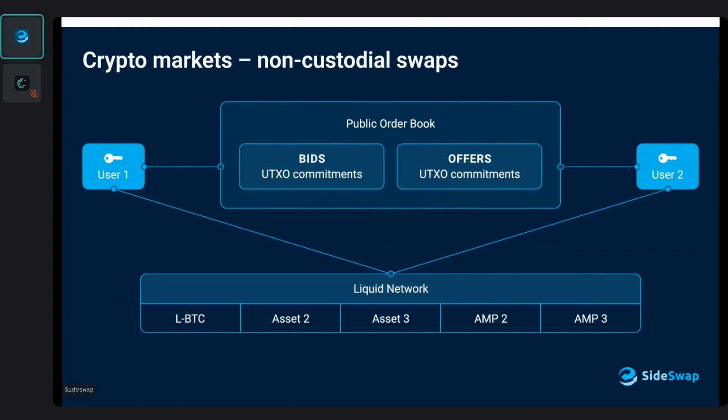So with this, we also have the option to have models where there is no trust between the users, where users control their own keys and assets at all times, and they can swap directly between each other without having to trust any third-party custodians. Nor do they need to pay any listing fees to have their assets listed on an exchange.